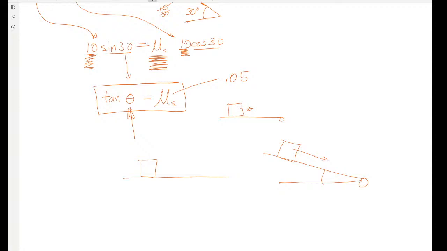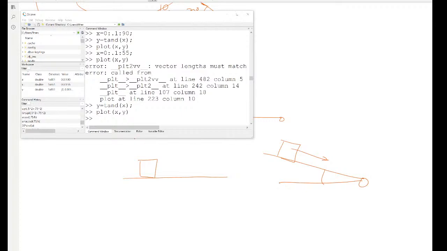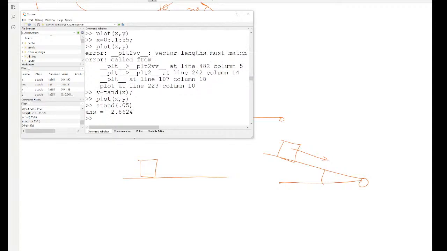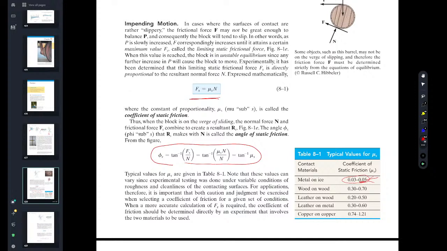Well, if you looked at it and you did a tangent degree of 0.05, you'd realize it was around 2 degrees, maybe 3 degrees, it starts sliding.